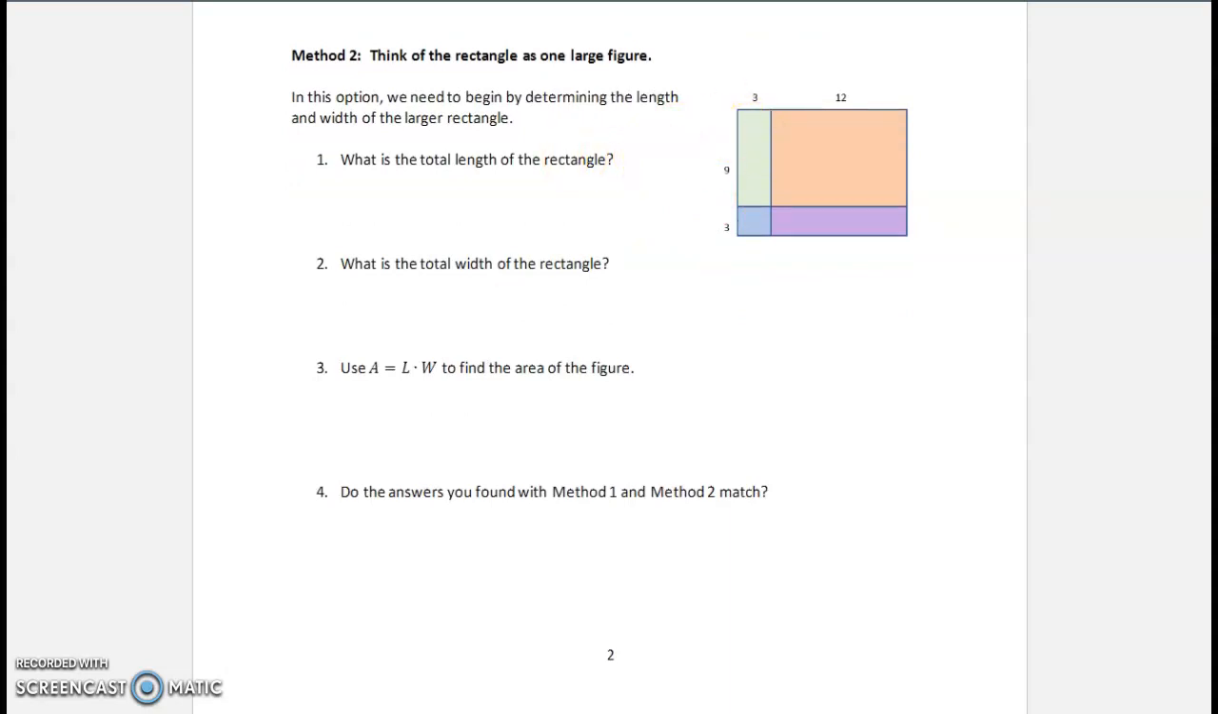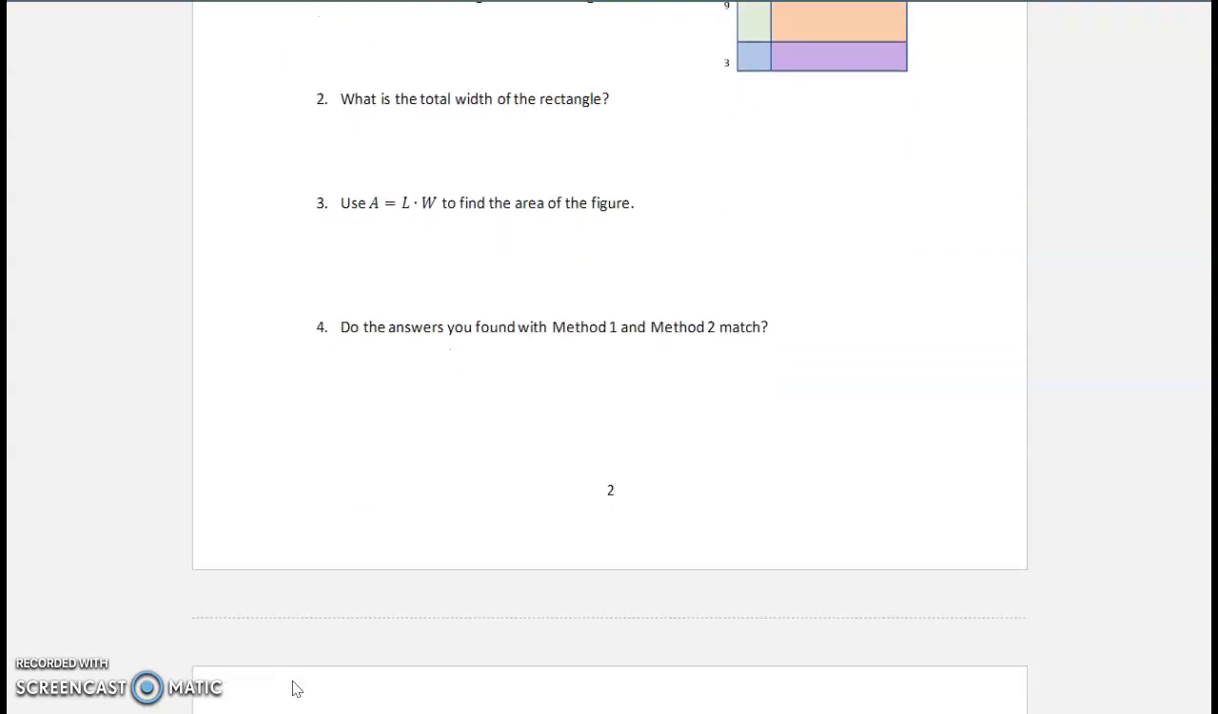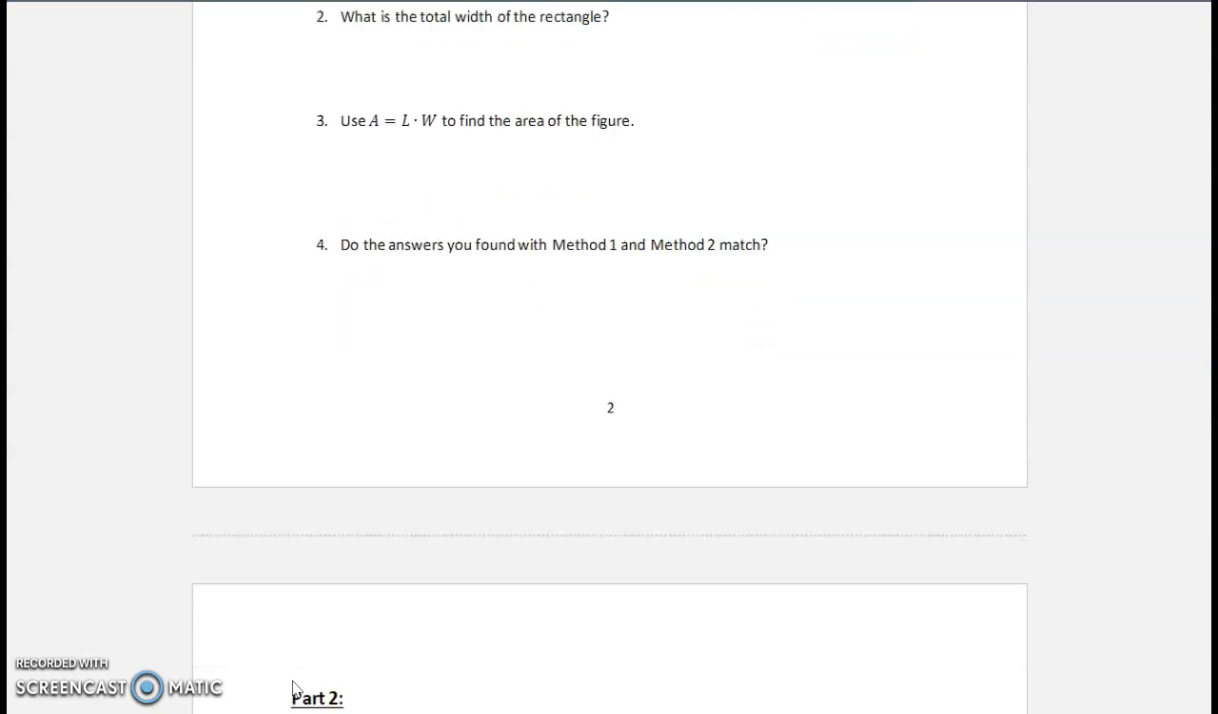In this case, we're going to have 3 plus 12 for the total length on top, or 15. What would the total width be? I'll let you find that one. Then we need to use L times W to find the area of the figure. So find the length, find the width, and then find the area. Then you can answer the question: do the answers you found using method 1 and method 2 match? Here's a hint, they should match. If you've done this correctly, they will match.